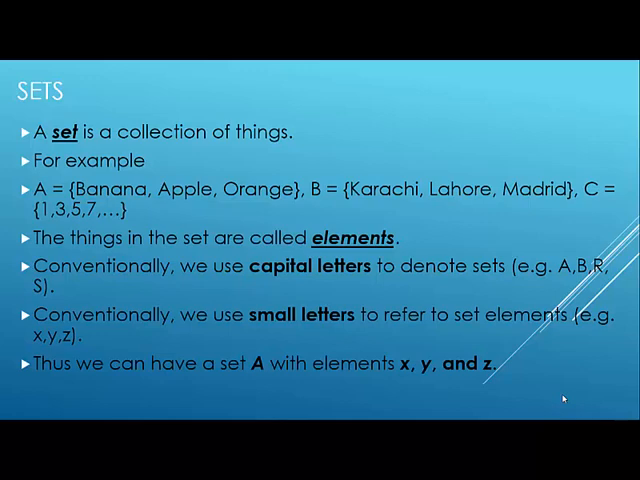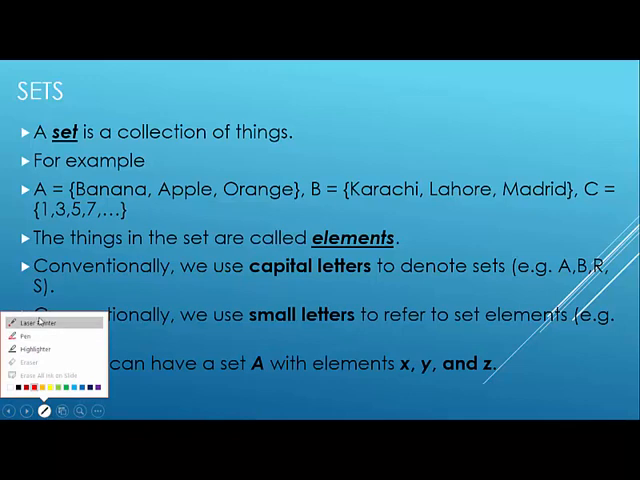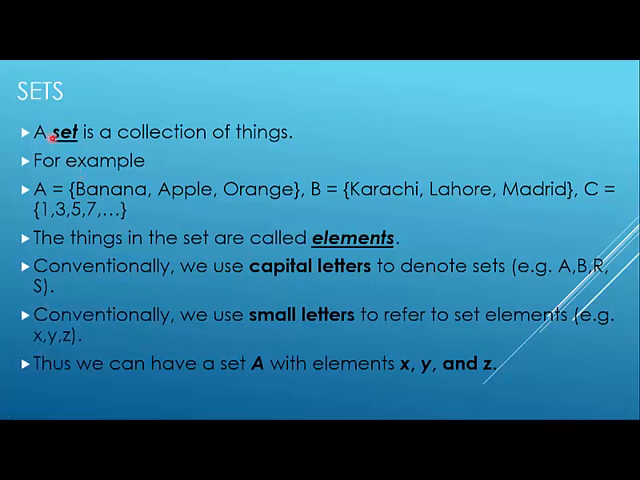First of all, we will see what sets are. A set is a collection of things. For example, A is a set of fruits, three fruits rather, banana, apple and orange. B is a set of three cities, Karachi, Lahore and Madrid. And C is a set of odd numbers 1, 3, 5, 7 and so on.